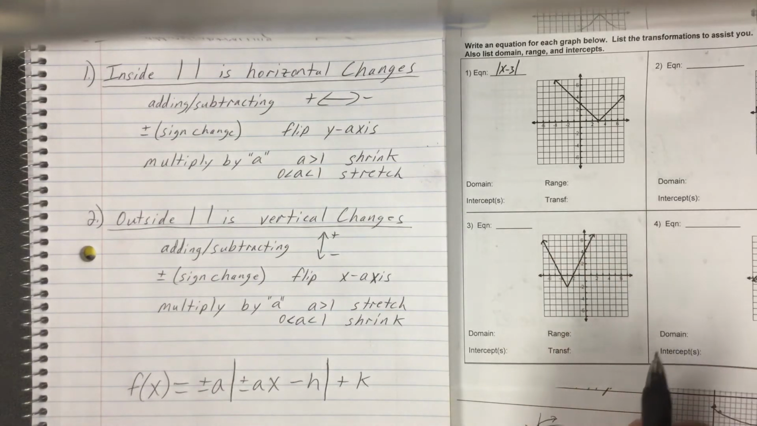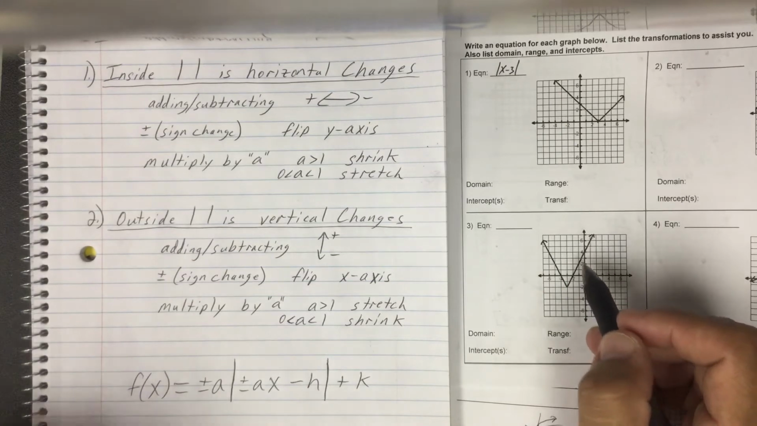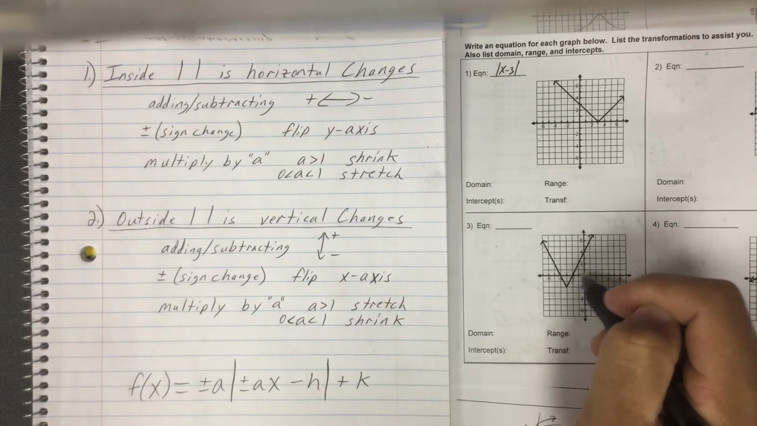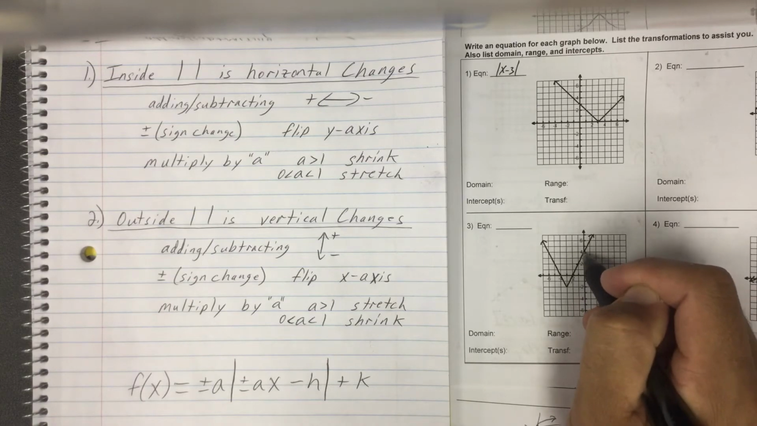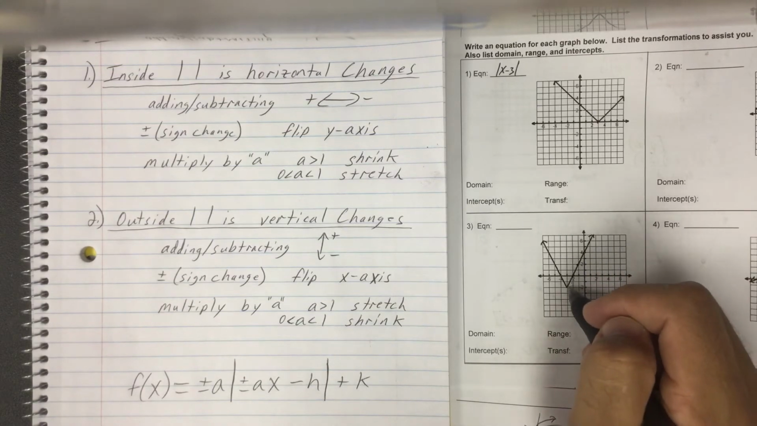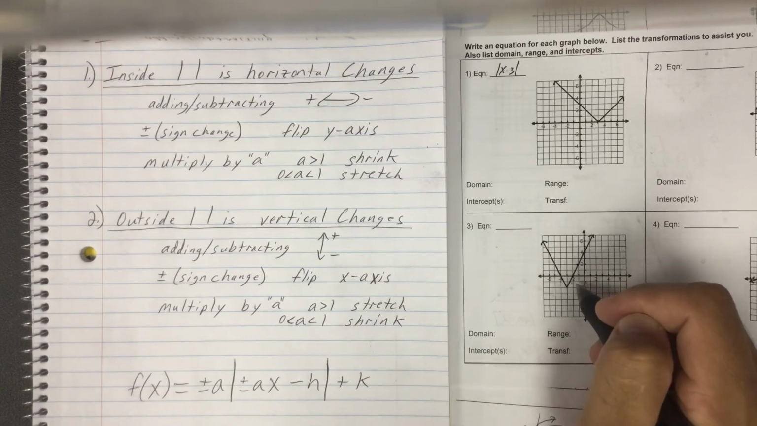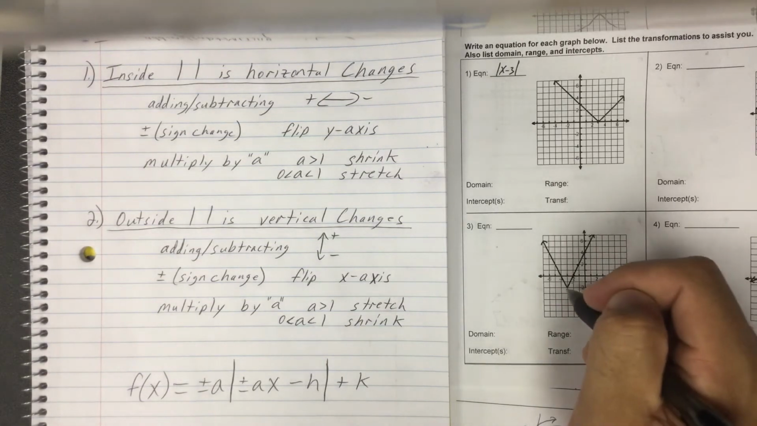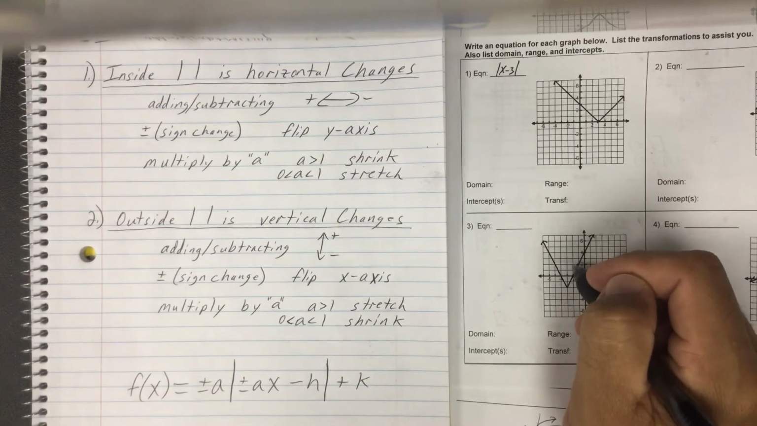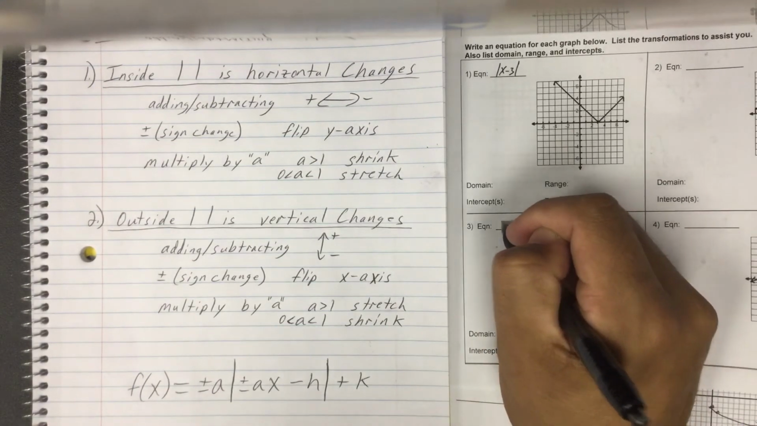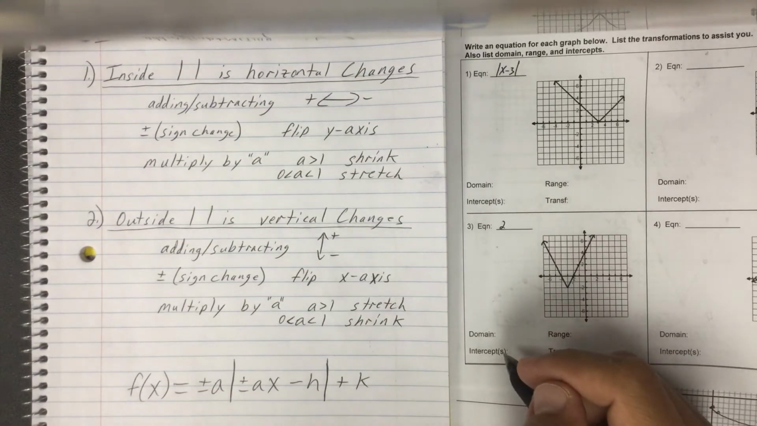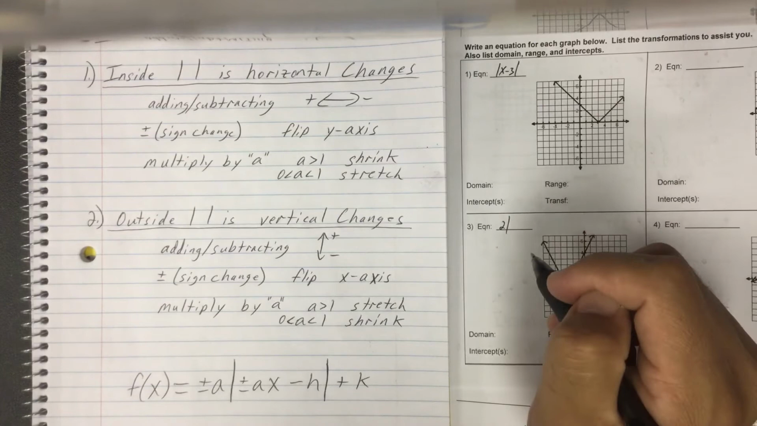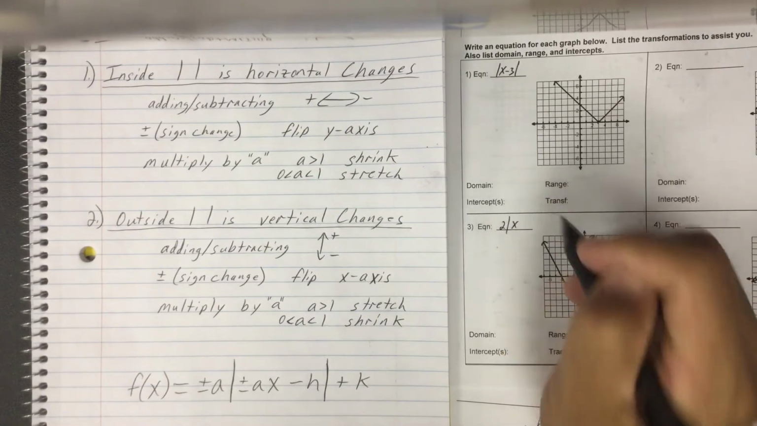Now this one's a little bit more, right? Look at this one. Instead of going 1, it goes 2 over, right? It's always 2 over. Or, I mean, 2 up. Every time it goes right, it goes up 2. So that means they've multiplied by 2, right? This is a vertical stretch. So it is multiplied by 2. It's pointing up, so it's positive. So you just put 2 absolute value. Put X there.